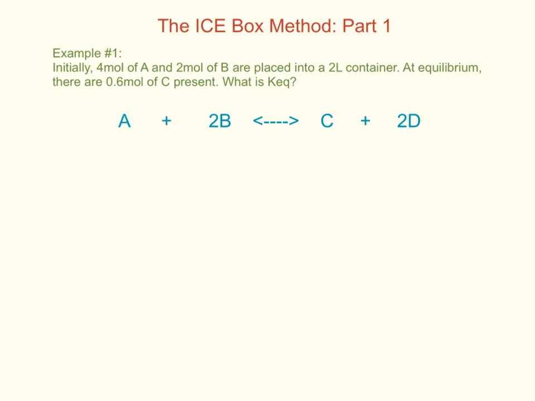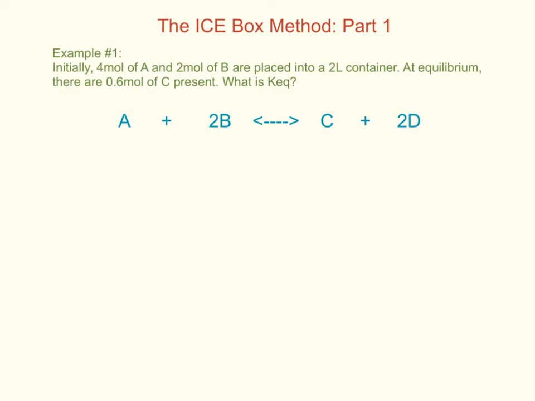So this example says that initially 4 moles of A and 2 moles of B are placed in a 2-liter container. At equilibrium, there are 0.6 moles of C present. What is KEQ? Well, we know that this is an icebox question because I haven't been given all of the concentrations of my reactants and products at equilibrium. I've only been given the equilibrium concentration of one of my products. So I have to use the icebox method to find the equilibrium concentrations of my remaining reactants and products.